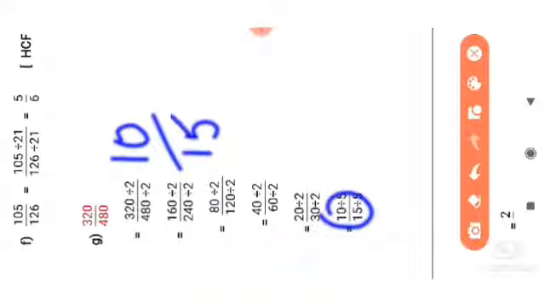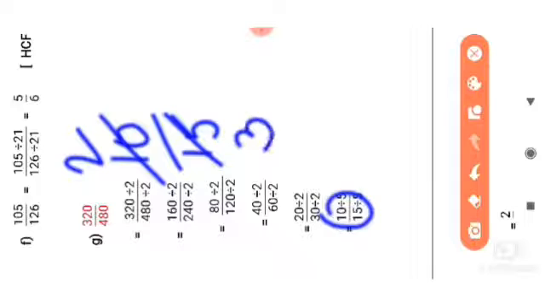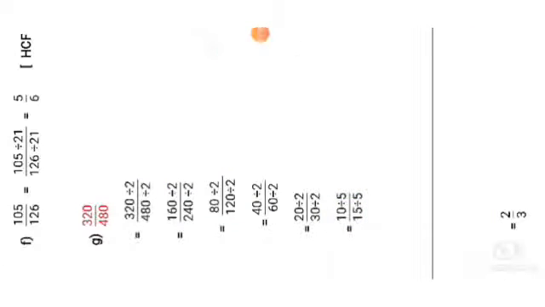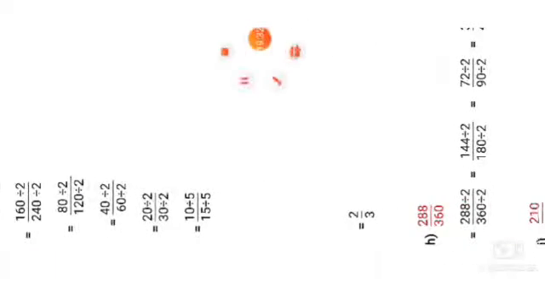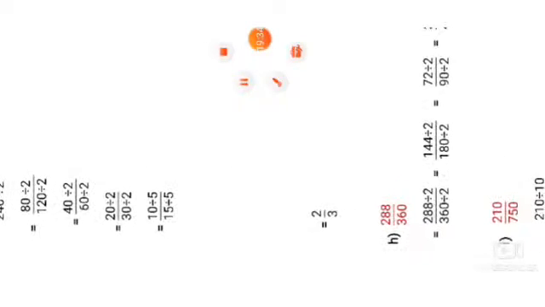Now see, 10 by 15. 10 is an even number, 15 is an odd number. Can we divide it by 2? No, you can't divide it by 2. So what is the common factor here? Yes, its common factor is 5. If you divide 10 by 5, it is 2, and if you divide 15 by 5, it is 3. So finally, what is the answer? Finally, we can see here the answer is 2 by 3.